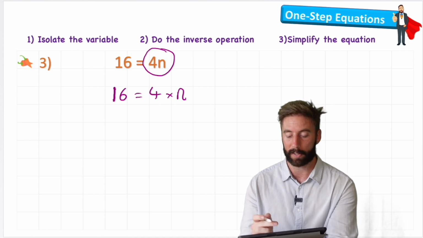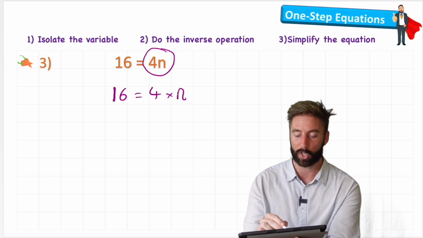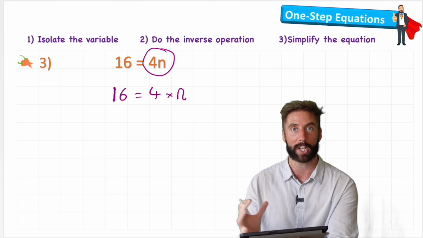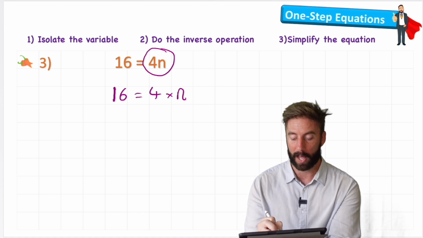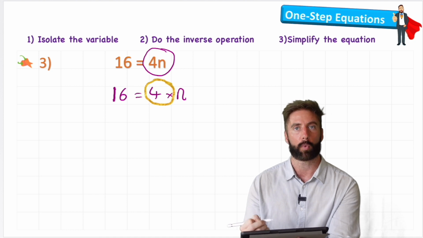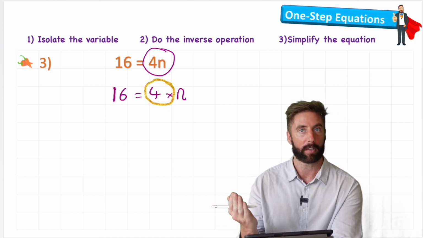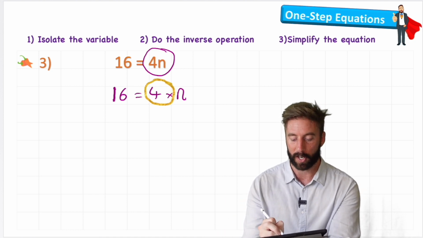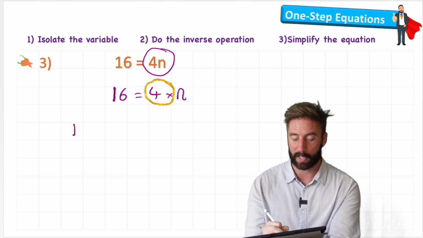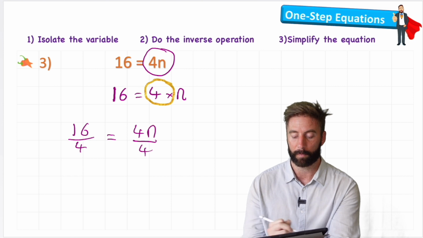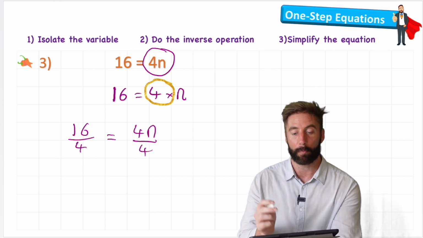So I'm trying to isolate the variable by doing the inverse operation or cancelling out what's connected to my variable. And now the connection to my variable is this 4 times. Okay, so what's the opposite to times? That's right, division. So I'm going to use division now, and I'm going to write 16 divided by 4 equals 4n over 4. So I added a divide 4 on both sides.